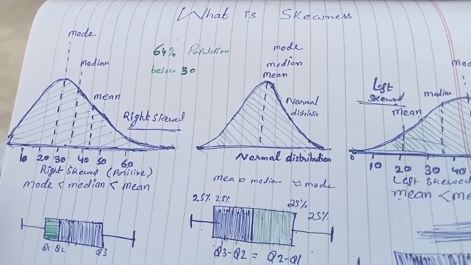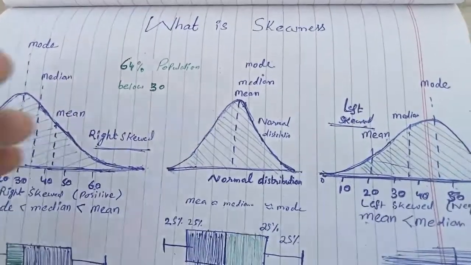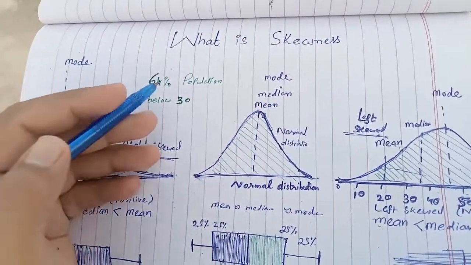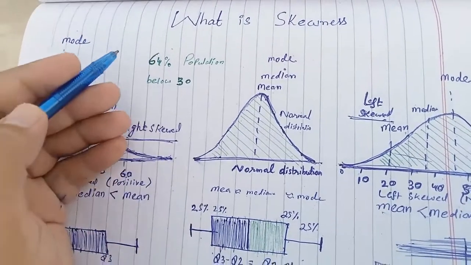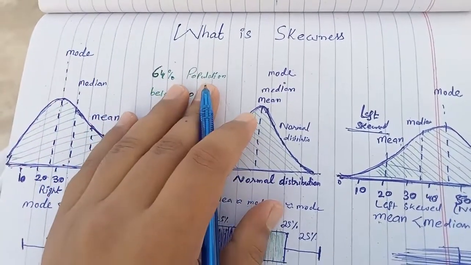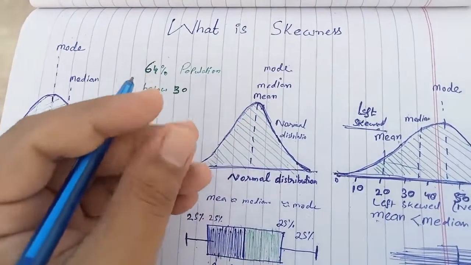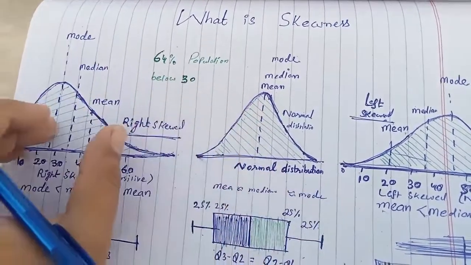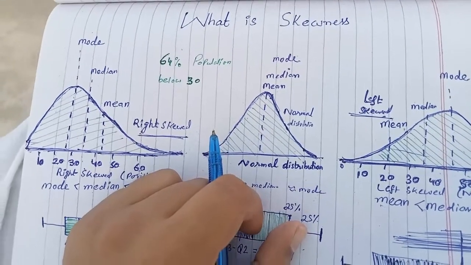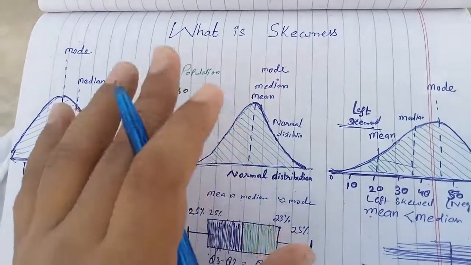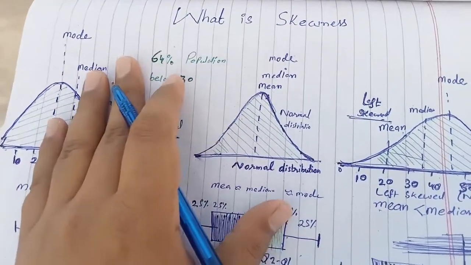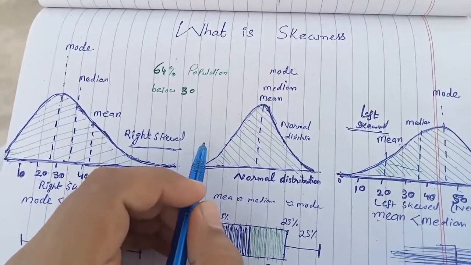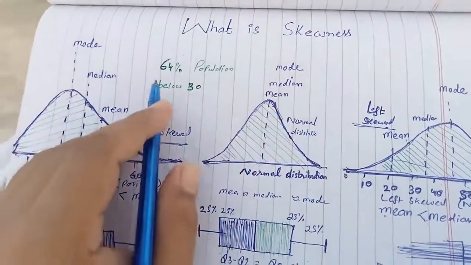There are three questions. Number one, what is skewness? Number two, why is it important? And number three, give some classical examples where it can be used. This video will be in two parts. So now the question is, what is skewness in the data?